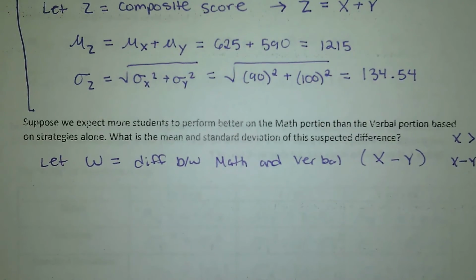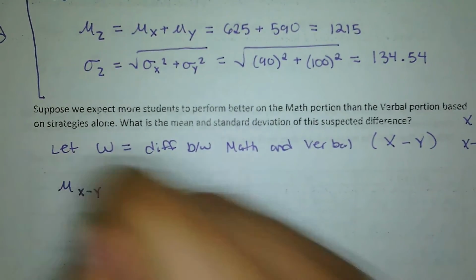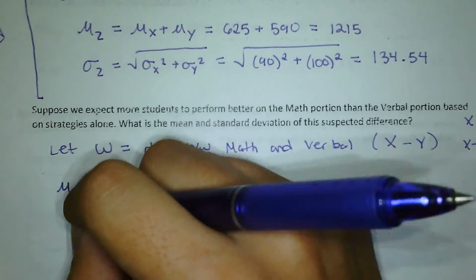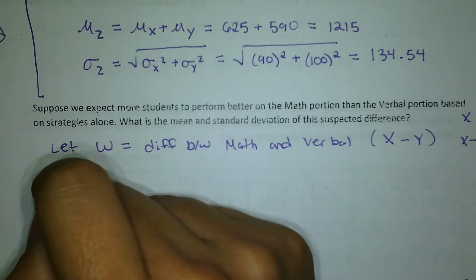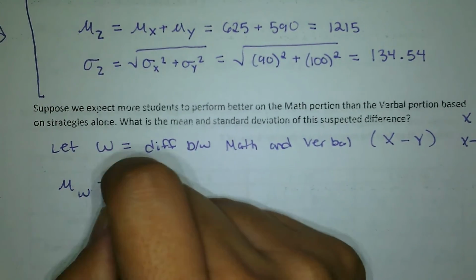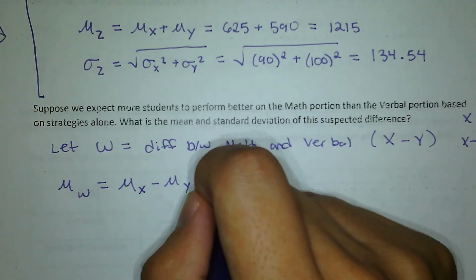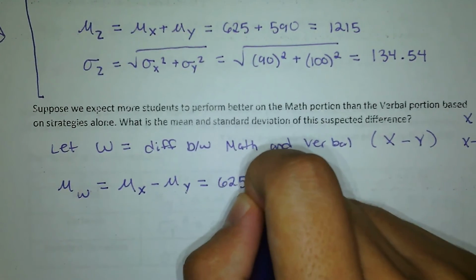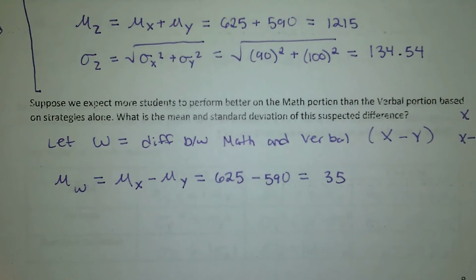So in order to find the difference here, you could also just say the difference of x minus y. Since I already defined the variable, though, I'm going to keep consistent with my notation. So the mu of w here would equal the difference of the means, which would equal the difference between 625 and 590, which gives us a difference of about 35 points.